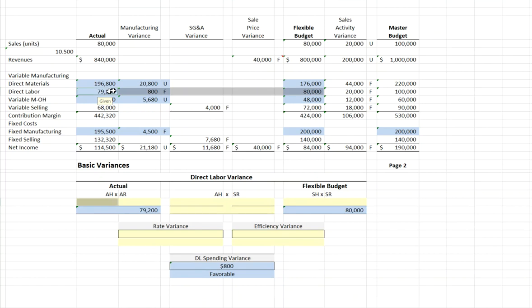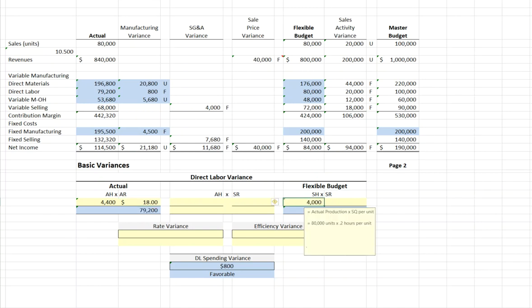Again, we're explaining the difference between our $80,000 flexible budget amount, which is what we should have spent to produce 80,000 units, and the $79,200, which we actually spent. So let's begin by picking up our actual hours. We were told we worked 4,400 actual hours. We paid our workers $18 an hour. Our standard hours allowed would have been 4,000 hours. That's the 80,000 units times 0.05 hours per unit. And our standard labor rate was $20.